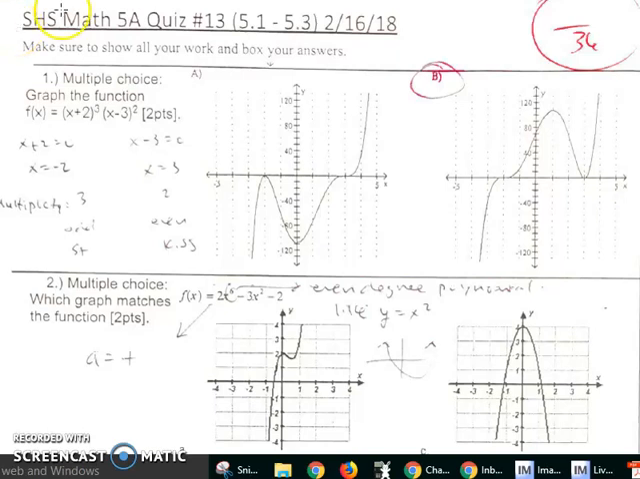Hi, this is Mr. Ng going over Math 5, quiz number 13, 5-1 to 5-3, taken February 16, 2018. This quiz was out of 36 points. Quick directions: make sure to show all your work and box your answers.